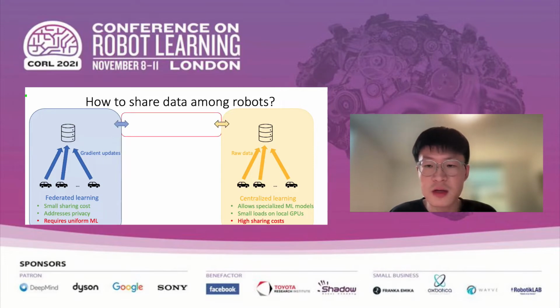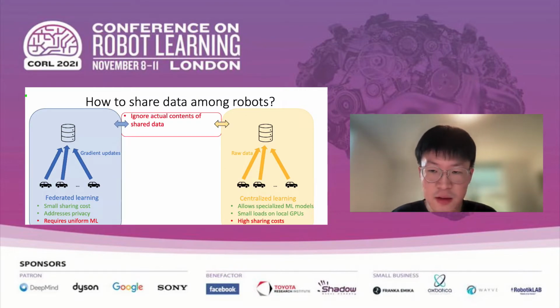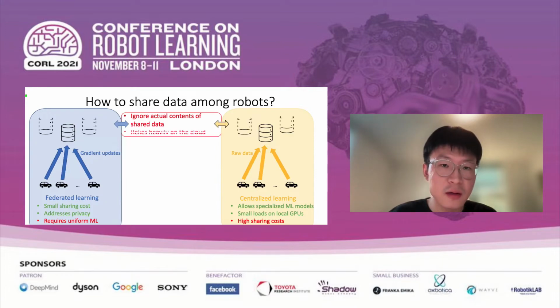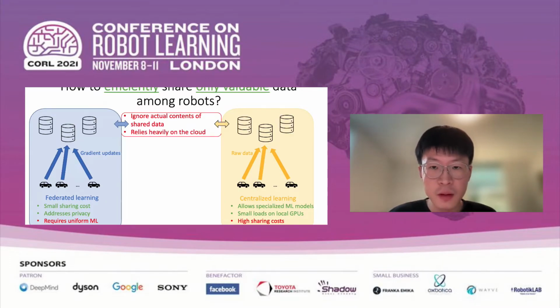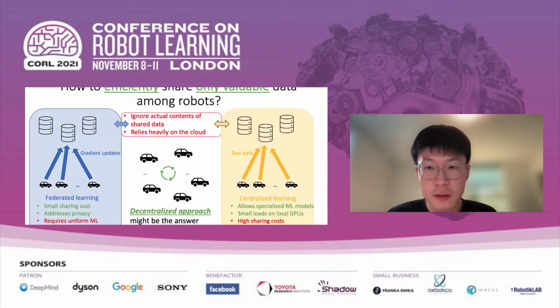These two methods share some common drawbacks as well. They both ignore the actual contents of shared data. And since both methods are centralized, the burden on the cloud is very high. So the question really becomes how to efficiently share only valuable data among robots. We think a decentralized approach might be the answer.